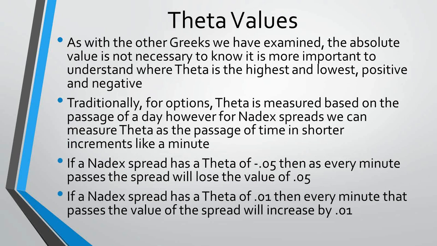As with the other Greeks we have examined, the absolute value is not necessary to know. It is more important to understand where theta is the highest and the lowest, positive and negative. Traditionally, for options, theta is measured based on the passage of a day. However, for Nadex spreads, we can measure theta with the passage of time in shorter increments, like a minute. If a Nadex spread has a theta of negative 0.05, then every minute that passes, the spread will lose a value of 0.05, or approximately 5 cents. If a Nadex spread has a theta of 0.01, then every minute that passes, the value of the spread will increase by 0.01 or 1 cent.